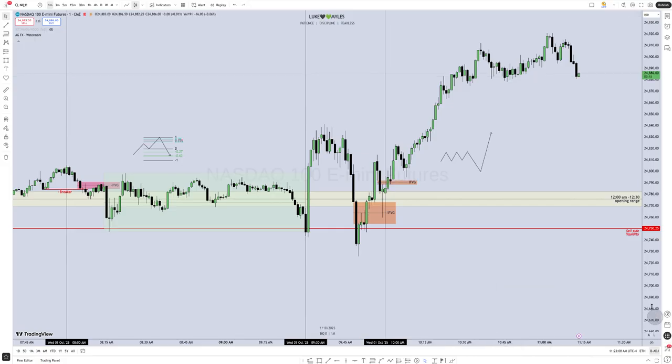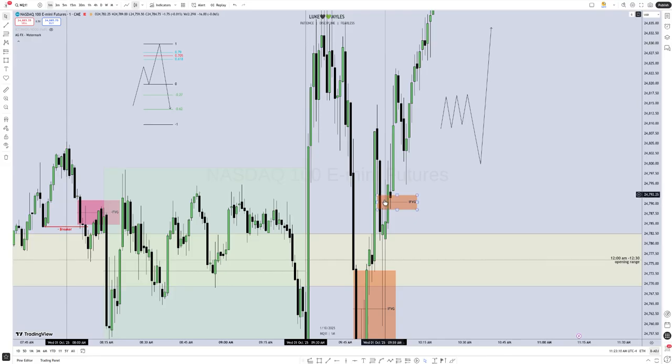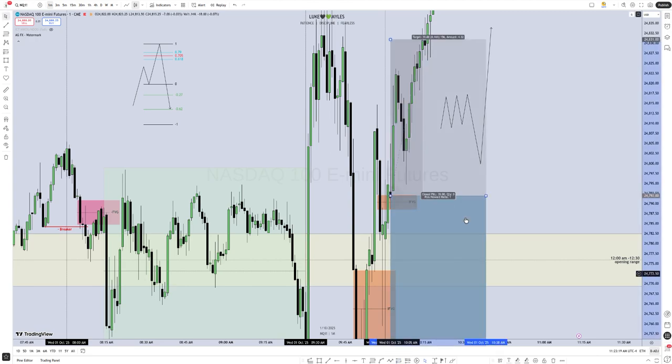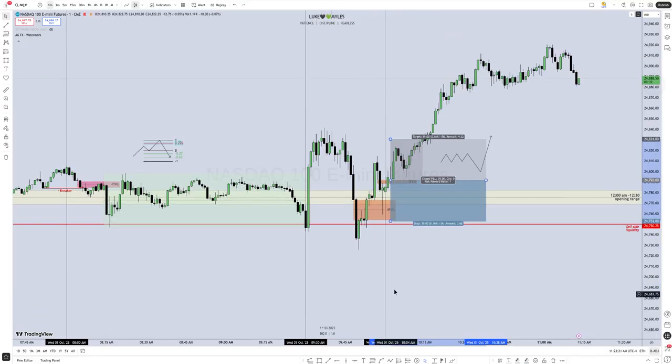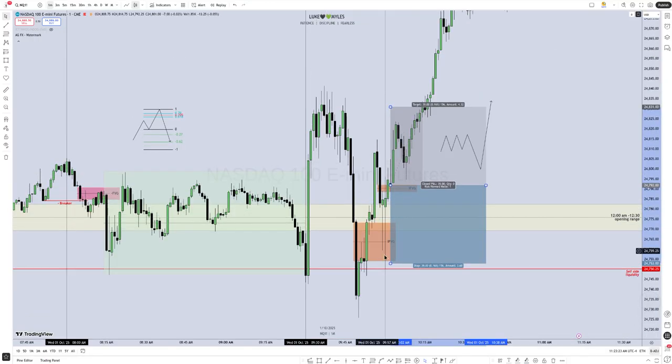That inversion fair value gap also, the next candle comes and closes above it, then this would be your execution, if you had to take a low risk buy. Now my stop loss wouldn't go all the way below this low. I would have multiple areas of my SL.